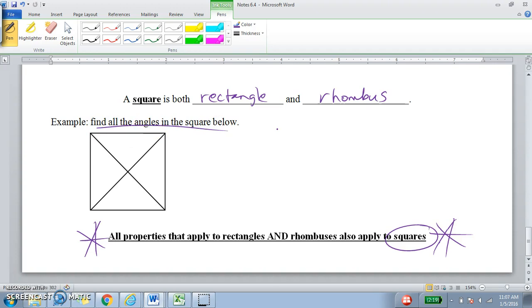So it says find all the angles in the square below. Well, since we know it's a rhombus, we know the diagonals are perpendicular. So we can say that everything in the middle is 90 degrees. Since it's a parallelogram, we know the diagonals bisect each other. So we know all of these are congruent, and since we know it's a rectangle, we've got isosceles triangles all the way around.